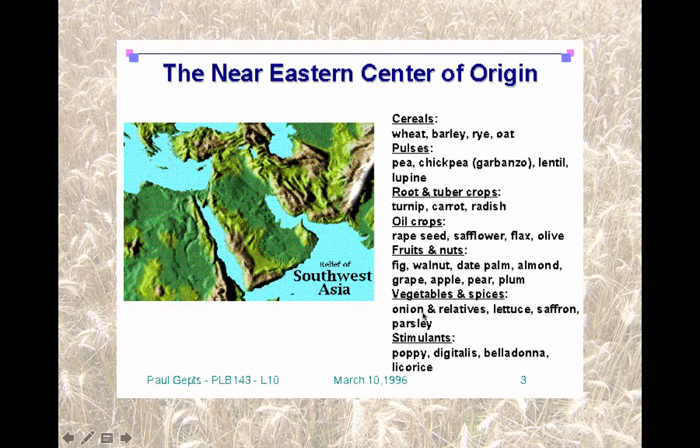Lots of other vegetables, onions, and their relatives. I guess they're talking about green onions and shallots and that type of thing. Lettuce, saffron, we'll talk about saffron later, parsley, with stimulants that include poppy, so that's our opium, digitalis, belladonna, licorice.